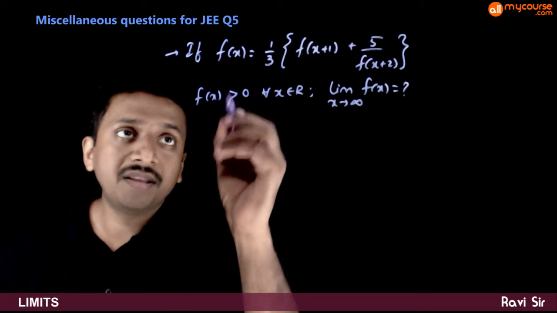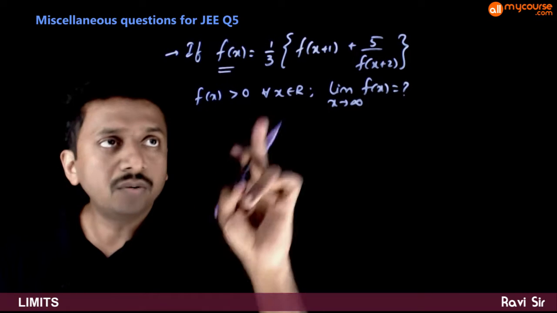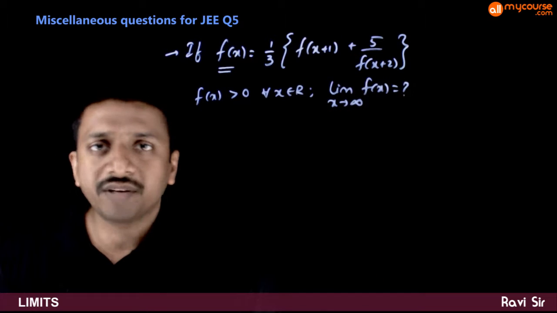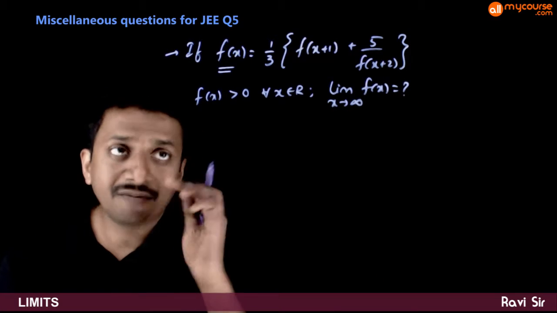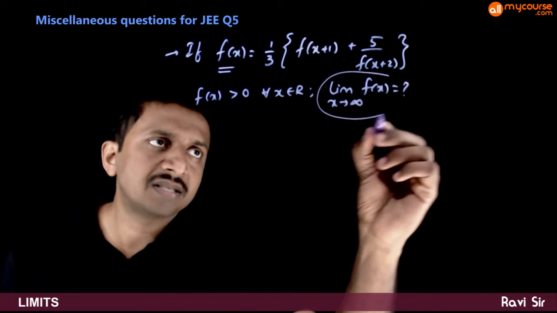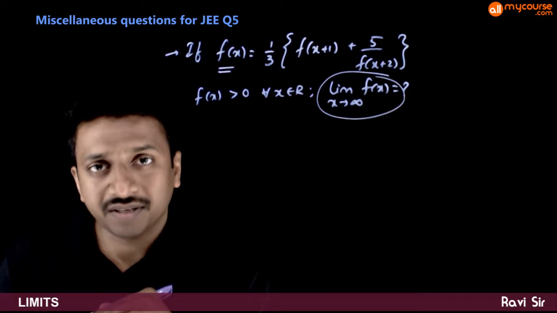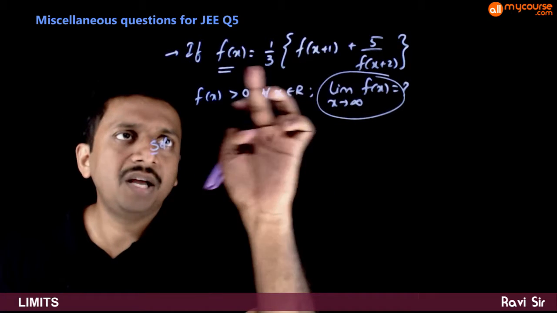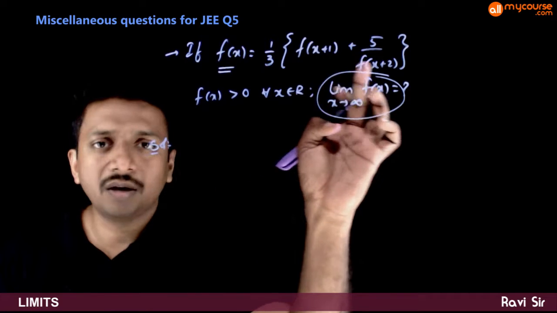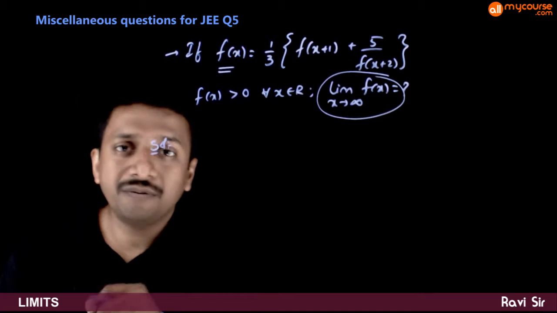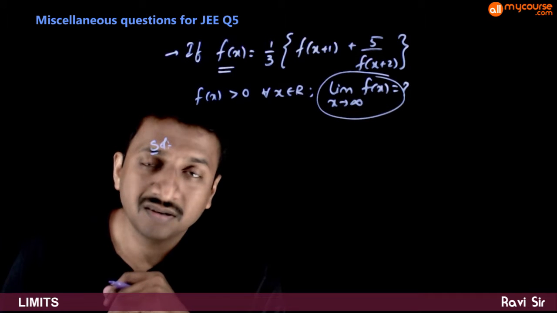So in this question, you're given that f(x) is equal to 1/3 of [f(x+1) + 5/f(x+2)]. And f(x) is always positive. So you're asked to find the limit as x tends to infinity of f(x). You're given a functional equation, f(x) is equal to 1/3 of this plus this. So from this information, can you find the value of f(x)?